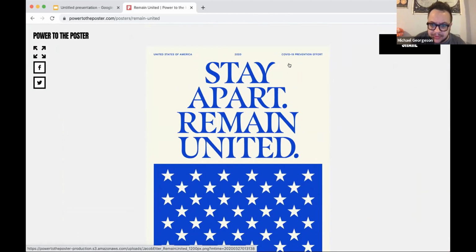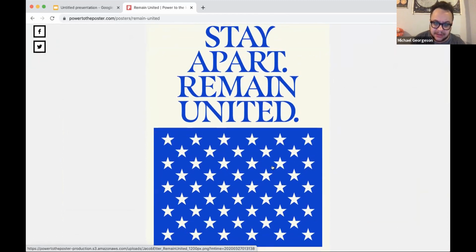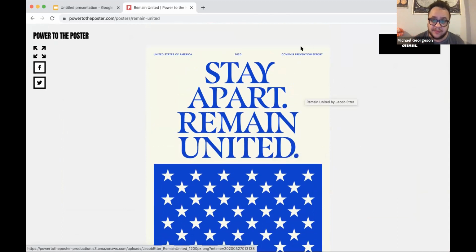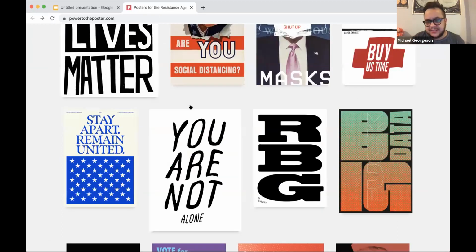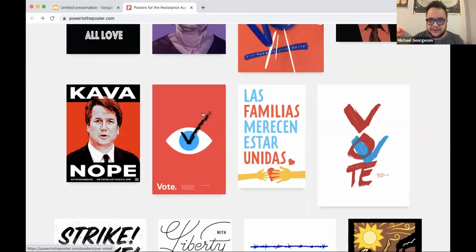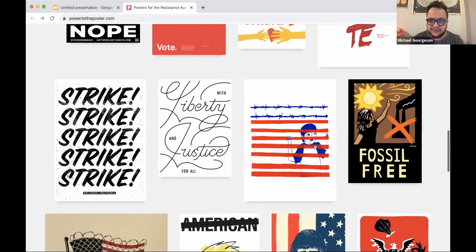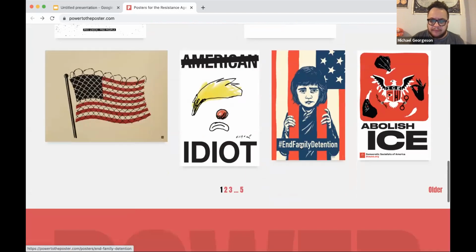At the top, it's got this big main content that's just the idea. And then if you want more information, there's the COVID-19 prevention effort. So that's a good place I like to go for different, clever imagery, like the bars of the American flag here. Yeah, all kinds of different styles.